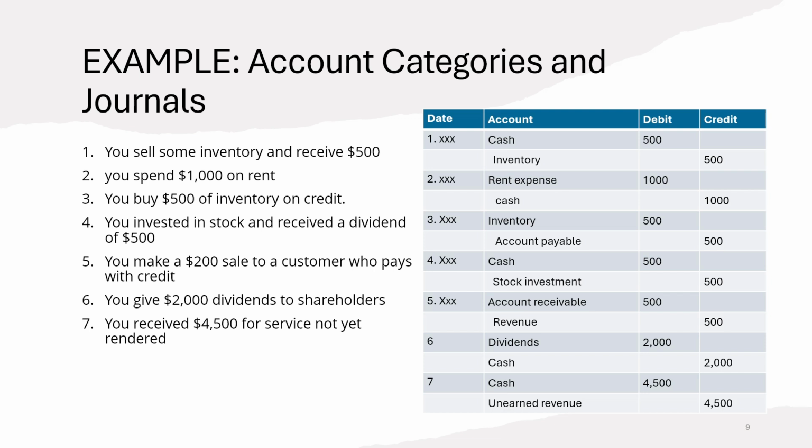So finally, receiving $4,500 for service not yet rendered. In this case, it's called unearned revenue, and unearned revenue is a liability. Liability increases on the credit side as service is not yet provided. Opposite to it would be the debit, which is the cash, because cash is received in advance in order to provide service in the future.